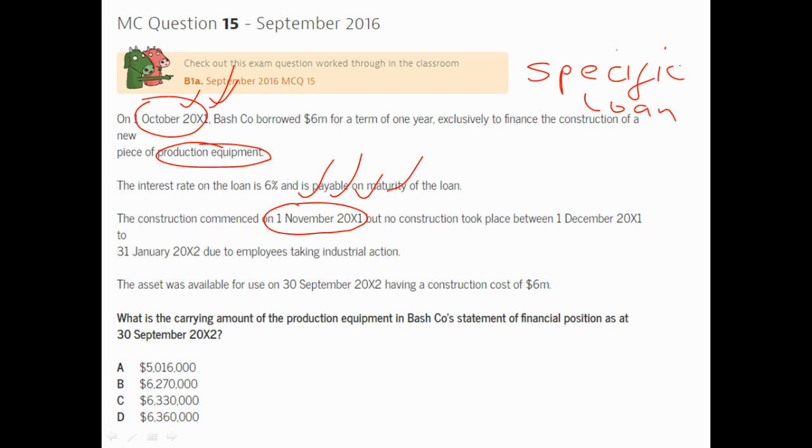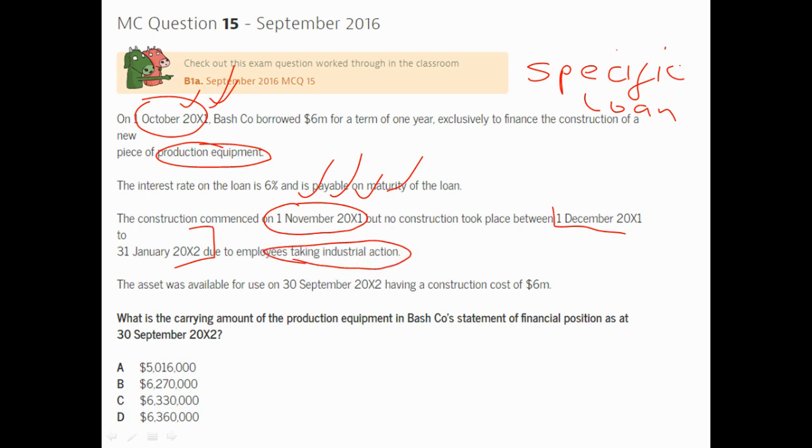Then we have a scenario here where, from 1 December to 31 January, approximately 2 months, there was no construction. That means there was no activity, so one criterion is not met in that period. During these 2 months, there was no construction taking place due to employees taking industrial action. So the construction has been suspended for an extended period of time, 2 months, and the cause is the industrial action.